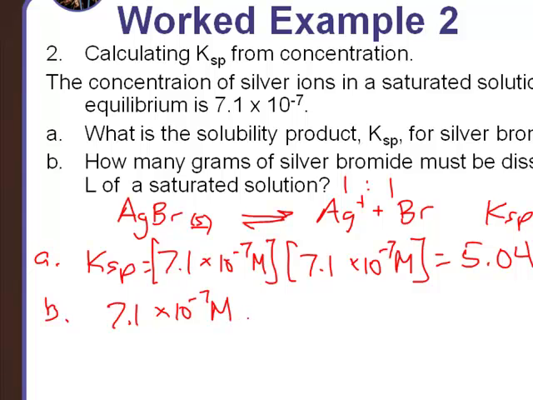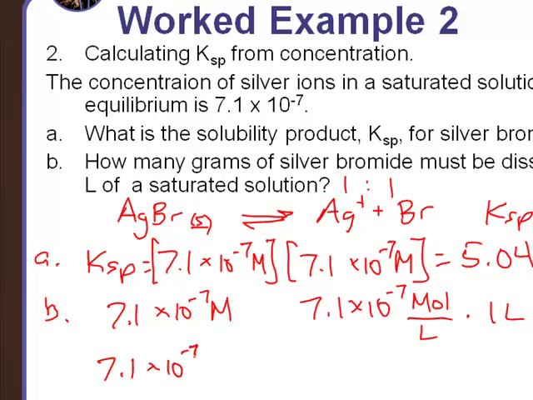Then what we can do is we know this is equal to 7.1 times 10 to the negative 7th molarity, which is moles per liter. And in order to convert this into grams, we know we're using 1 liter. We multiply that by 1 liter, that gives us 7.1 times 10 to the negative 7th moles. That's how many moles of silver bromide we need.